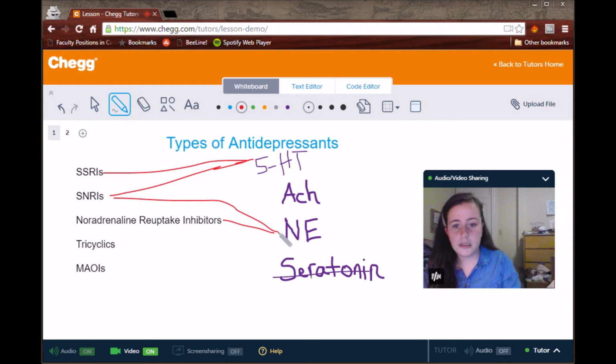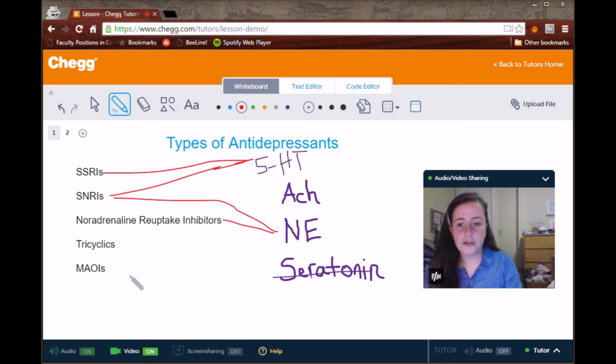Hopefully that was clear. Tricyclics do both of these things, and they also decrease the amount of acetylcholine in the synapse. This way, we have an even better chance of getting serotonin and norepinephrine into our target cell.